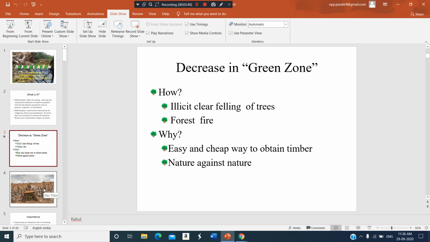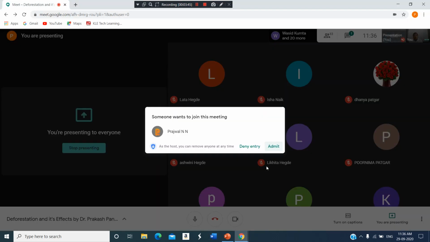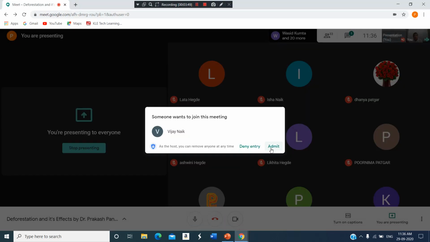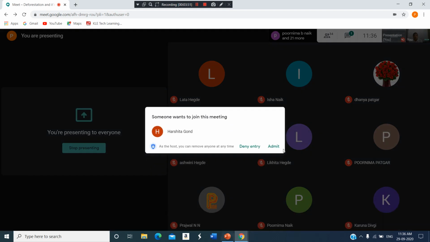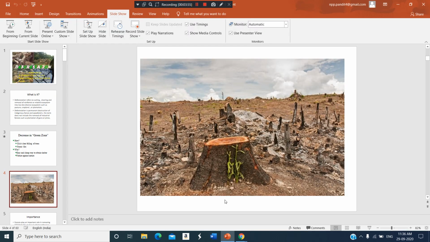Here I will show you one photograph. Probably it will tell you a lot. This single photograph will give you more information than what we speak. See, once it was a forest, now this has been degraded and cut.